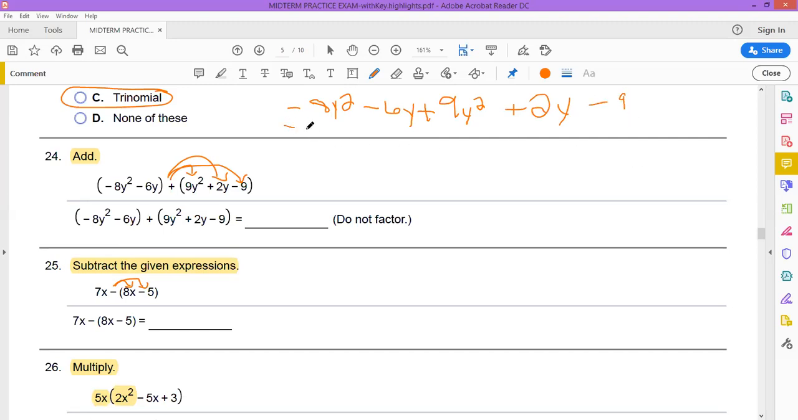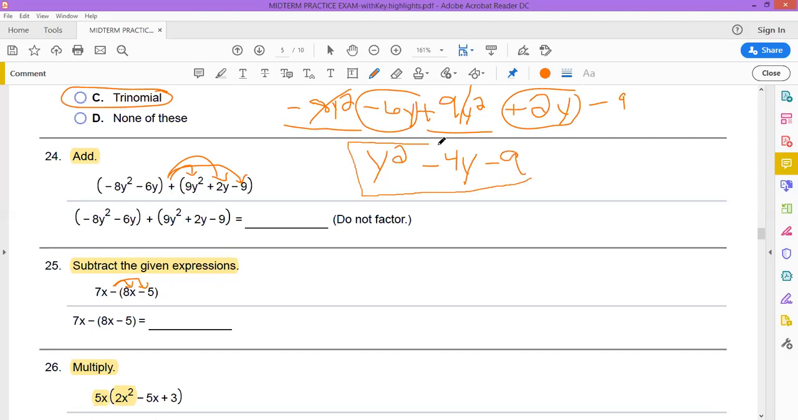So we have negative 8y squared and positive 9y squared that we can combine. Negative 8y squared plus 9y squared is just 1y squared. We don't have to put the 1 in front of the y. So we're done with the y squared terms. Next, we have negative 6y plus 2y. That will give us negative 4y. And then minus 9 on the end, since there aren't any other constants. That will be our solution.